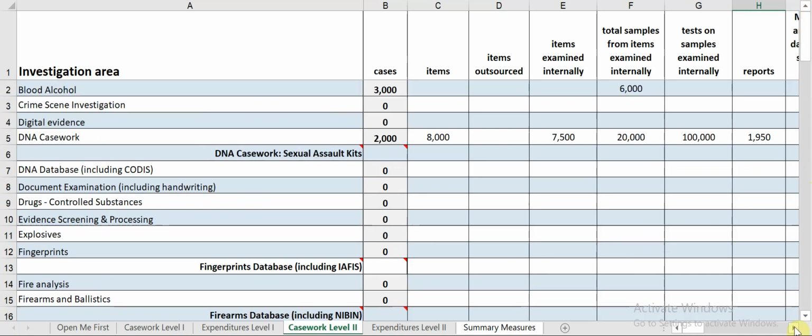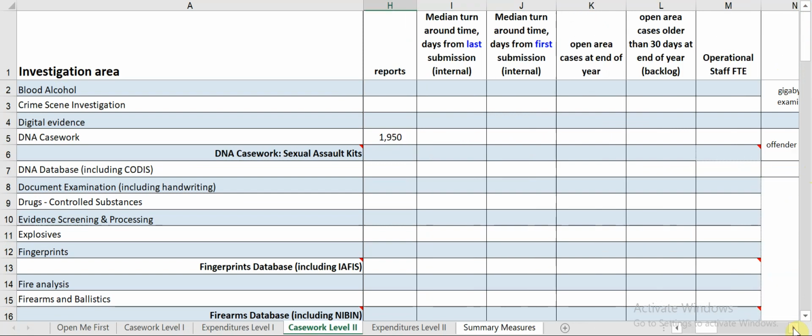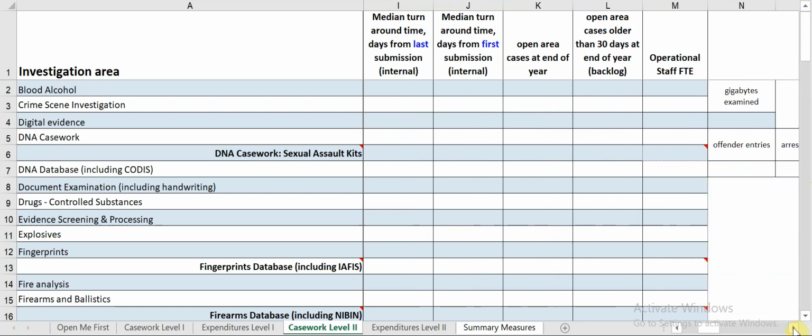Other things that you might be able to provide in level 2. And again, you only provide what information you have. You don't have to provide everything. Here, turnaround time is an important question that we frequently are going to deal with. And we have two metrics.